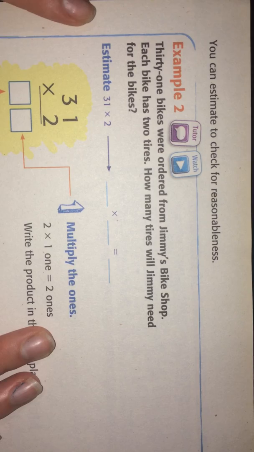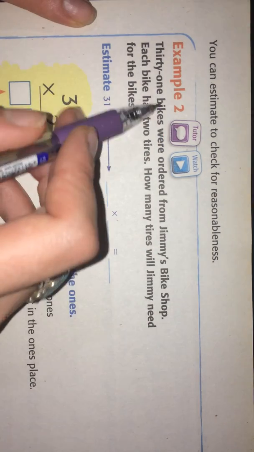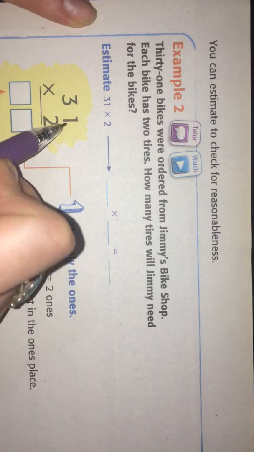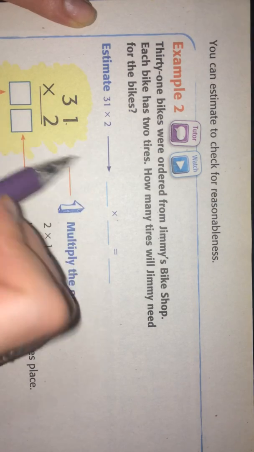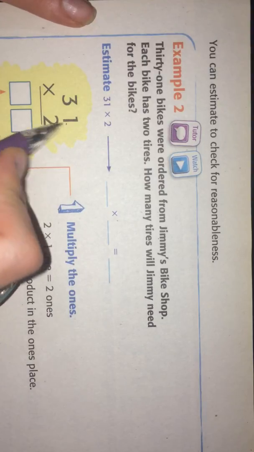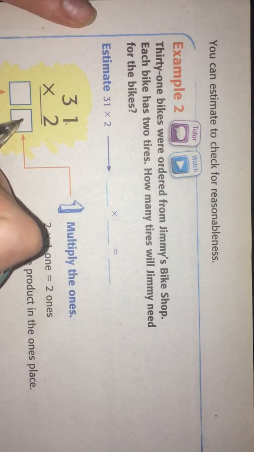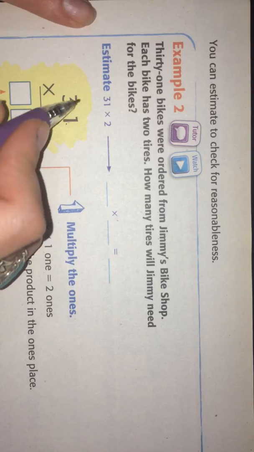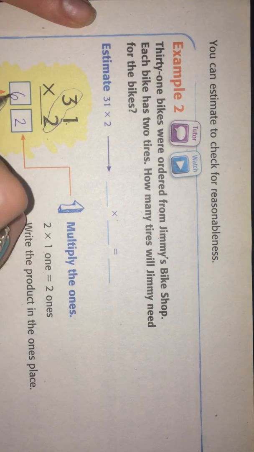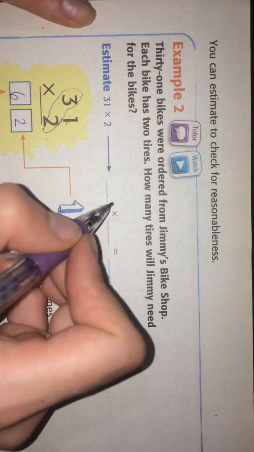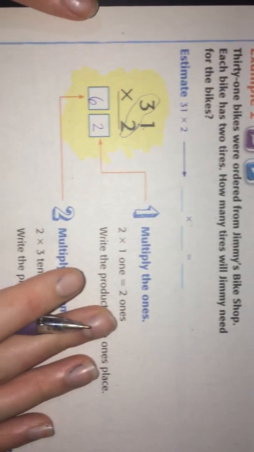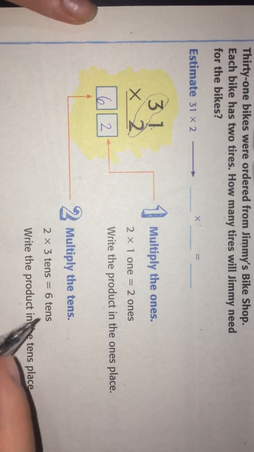You can estimate to check for reasonableness. 31 bikes were ordered from Jimmy's bike shop. Each bike has 2 tires. How many tires will Jimmy need for the bikes? So you do 2 times 1, which is 2, and then you do the next one. 2 times 3 is 6. So our answer should be 62.